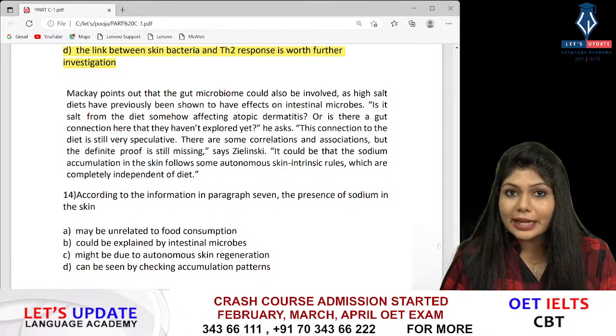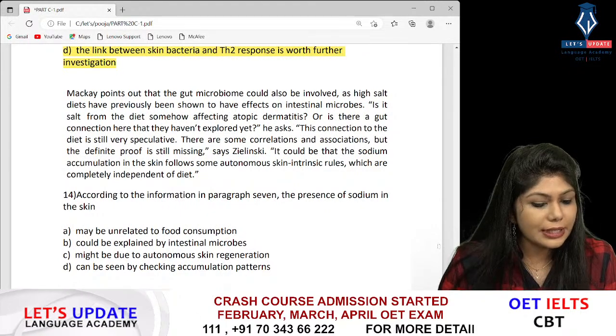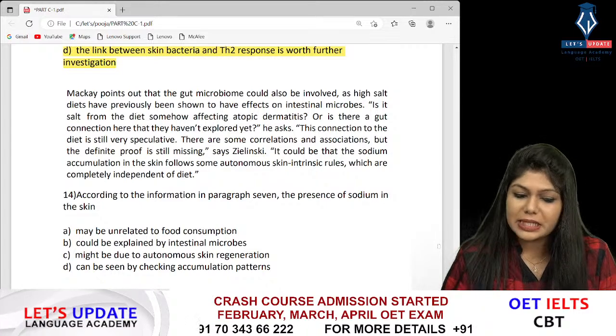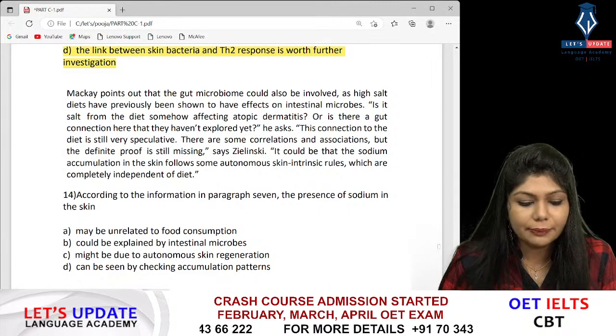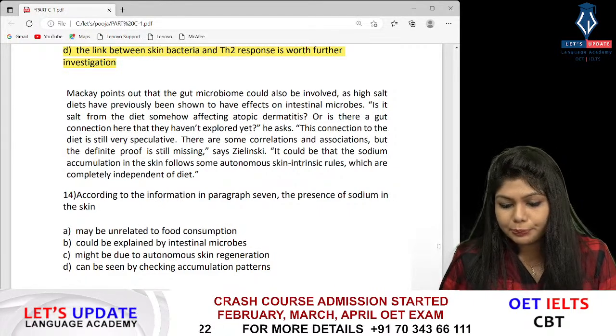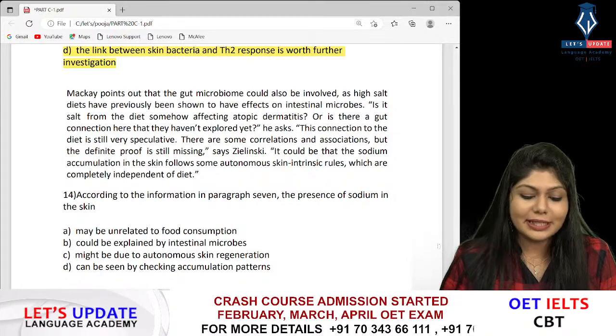So what do you think the answer is? Option A is maybe unrelated to food consumption. Option B could be explained by intestinal microbes. C might be due to autonomous skin regeneration. Or D can be seen by checking accumulation patterns. So please put in your choice of answers in the comment section.